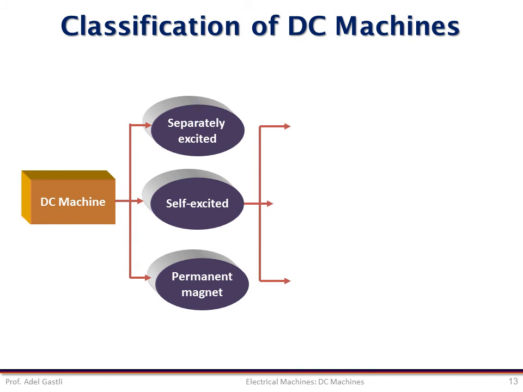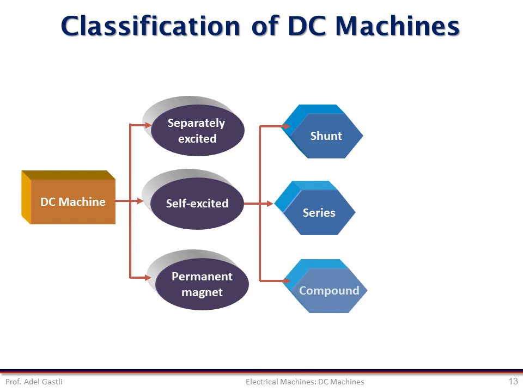Now, the self-excited machines are themselves subdivided into three categories. The first one is shunt, in which the field and armature windings are connected in parallel to the same source. Second, the series category, in which the field and armature windings are connected in series. And the third is the compound category, where the field has two windings, one connected in series with the armature and the other one connected in parallel.